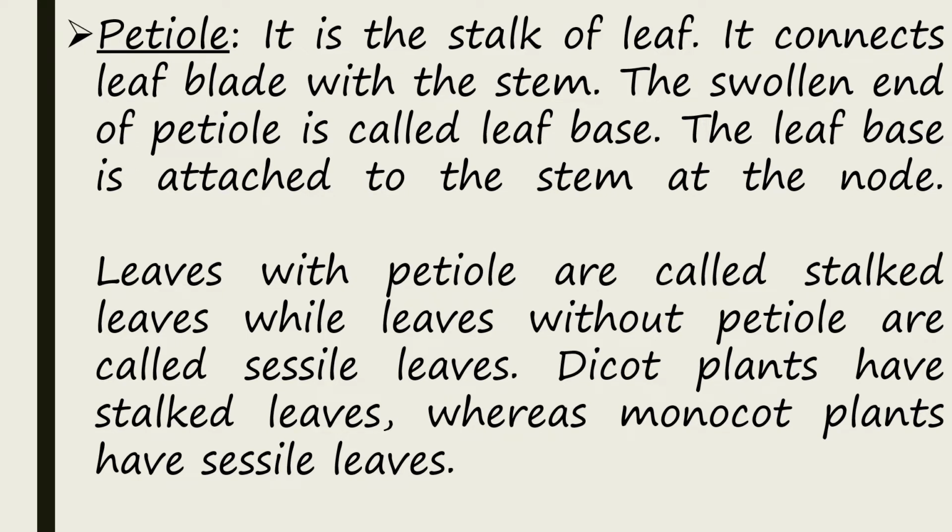Petiole. It is the stalk of leaf. It connects leaf blade with the stem. The swollen end of petiole is called leaf base. The leaf base is attached to the stem at the node. Leaves with petiole are called stalk leaves, while leaves without petiole are called sessile leaves. Dicot plants have stalk leaves, whereas monocot plants have sessile leaves.